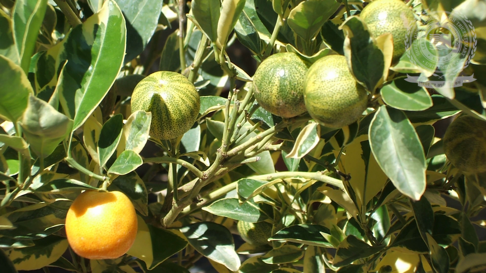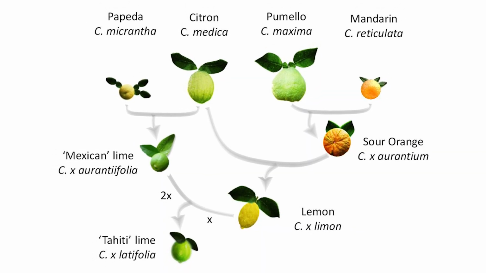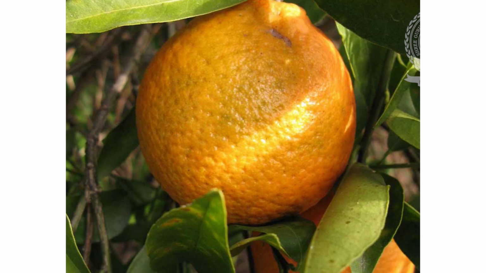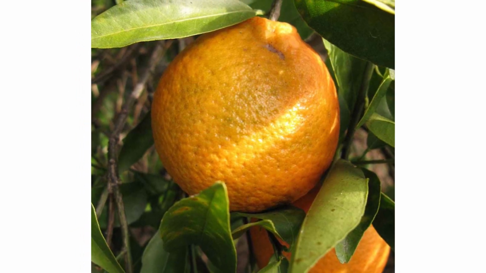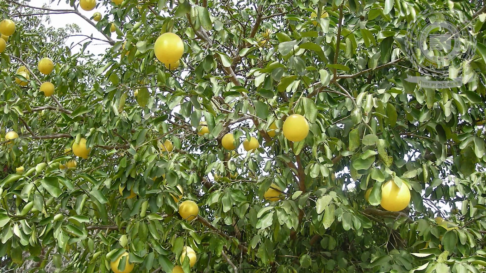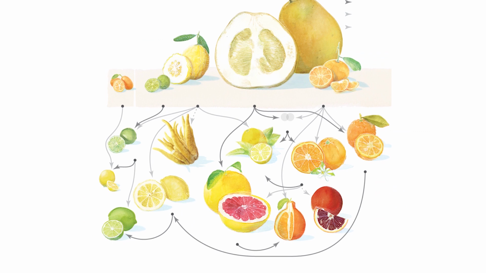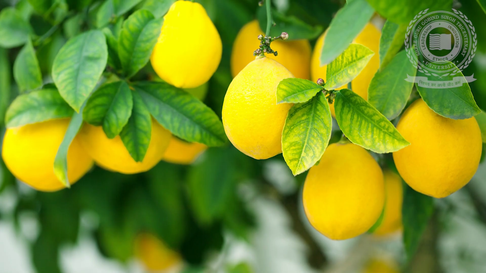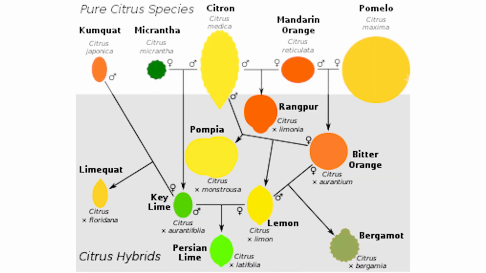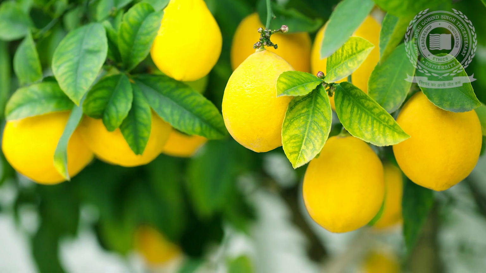Tangor, the cross of mandarin and sweet orange, Citrus sinensis into Citrus reticulata; hybrid cultivars Temple, Clementine, and Murcott are some important cultivars. Tangelo, the cross of mandarin and grapefruit, Citrus reticulata into Citrus paradisi; cultivars Orlando, Sampson, Minneola, and Seminole. Lemonime, the cross of lemon and lime, Citrus limon into Citrus aurantifolia. Lemonange, the cross of Citrus limon into Citrus sinensis, that is lemon into Citrus reticulata.